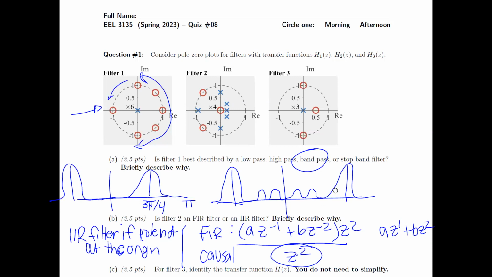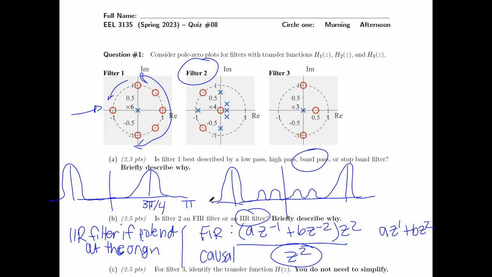And that's really it. So to answer the actual question, is filter 2 an FIR or IIR? You just look at filter 2 right here, and obviously it's an IIR filter. There's so many poles, not just zeros, throughout the whole thing.